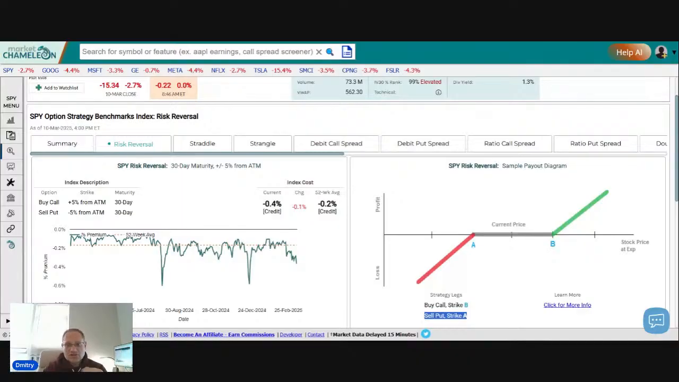If you received a credit, then it'll result in a profit, because both options are worthless, and that credit becomes your profit. If you paid something for it, a debit, let's say you paid $1 for it, if they're both worthless, you lost that dollar. So in this gray area, it will depend on the cost of the strategy. If it's a credit, it'll look green. If it's a debit, it'll look red. So that's the risk reversal strategy, what it looks like visually or graphically at expiration.